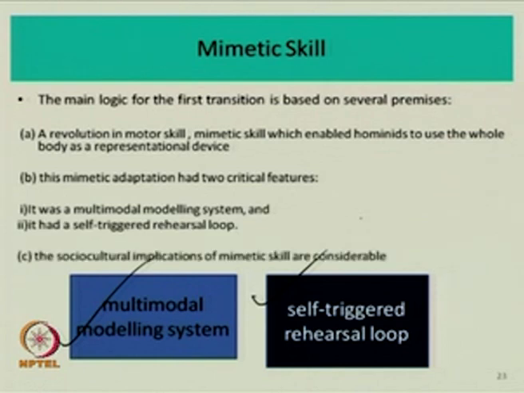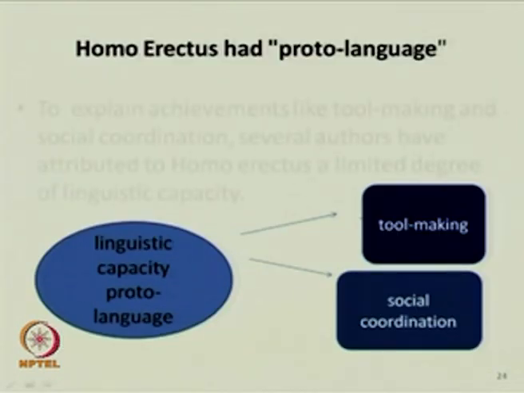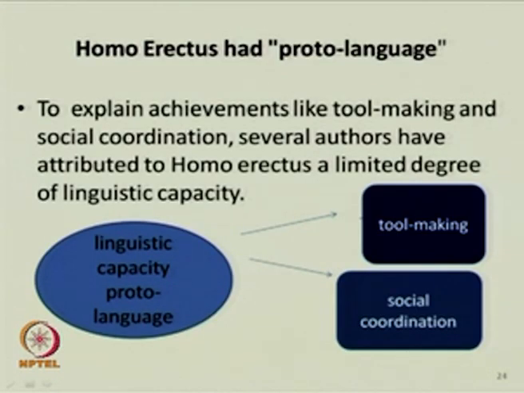Then, at this stage, when we did not have language, we are not yet in the second stage, right? Homo erectus, our species, had something called proto-language. Now, proto-language is what Donald calls a limited degree of linguistic capacity. Okay, it's not full-fledged language.